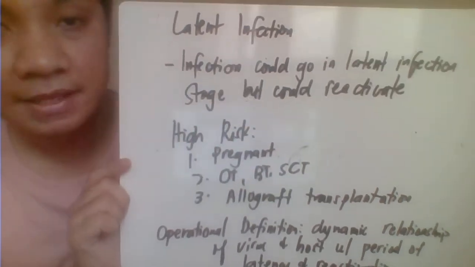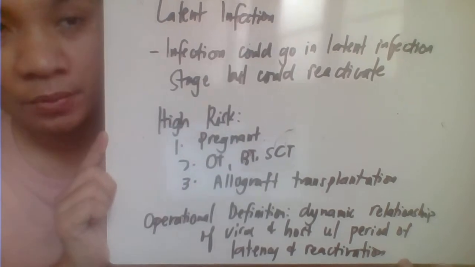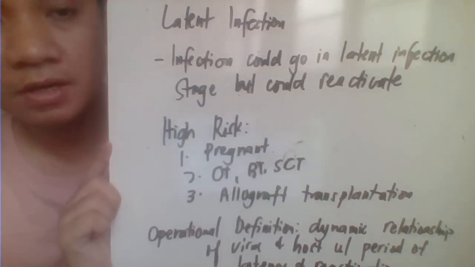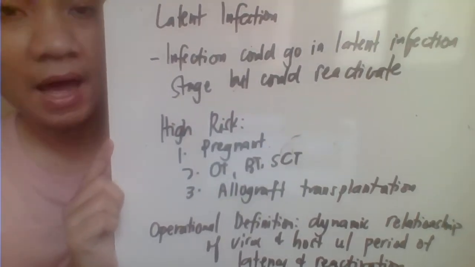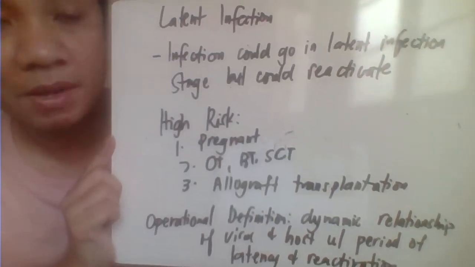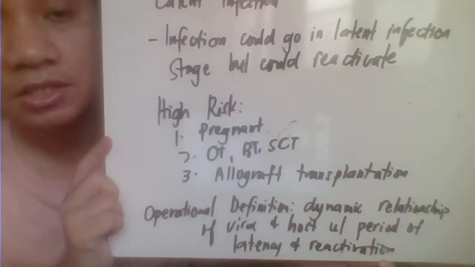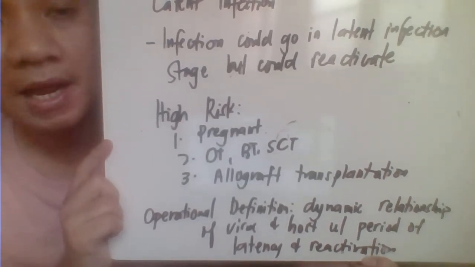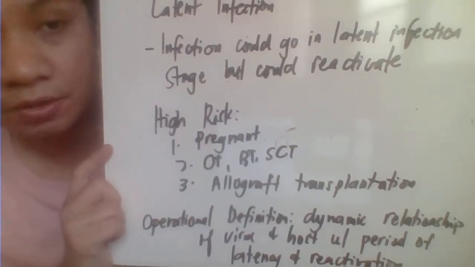Okay, then we have the latent infection. So again, the infection with the cytomegalovirus could go into a latent infection stage. When we say latent infection, the infection does not have signs and symptoms. But it could also have the tendency to reactivate. Most likely, those at higher risk of reactivation are, number 1, pregnant patients. Second, those undergoing organ transplantation, blood transfusion, or stem cell transplantation. Higher risk is most likely found among those patients undergoing allograft transplantation.